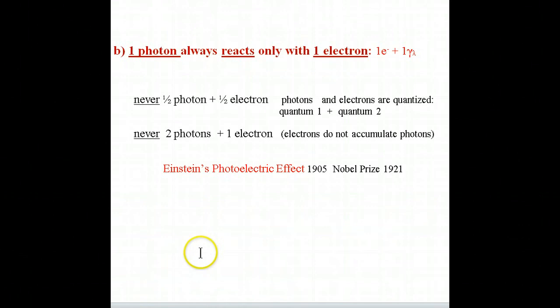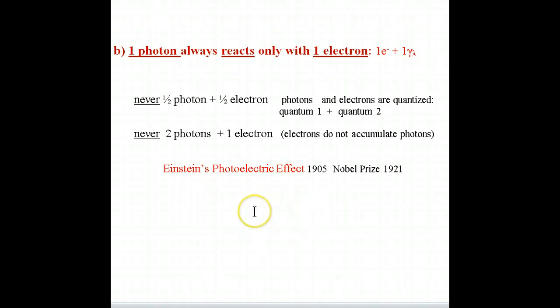Another observation we make is that one photon always reacts only with one electron. It is never 1/2 photon and 1 electron, because photons and electrons are quantized. You cannot cut an electron in 1/2 and still have an electron. And you cannot cut a photon in 1/2 and still have a photon. They are not divisible. If you would divide them, you would get something totally different.